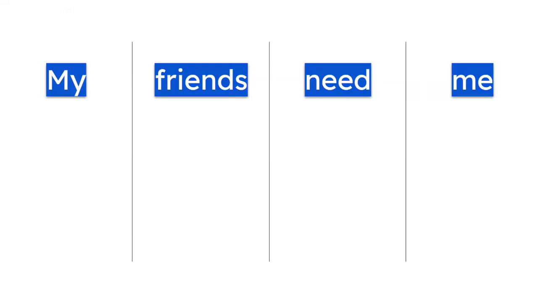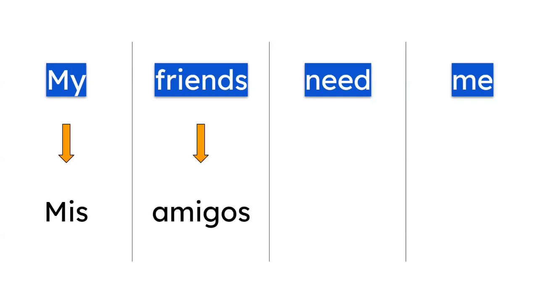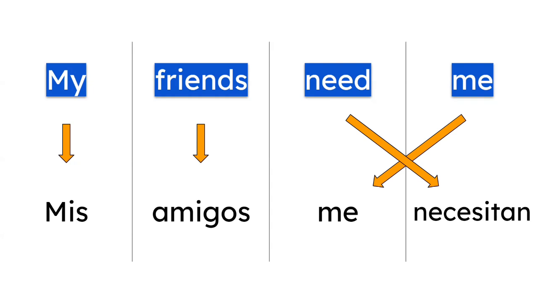Okay. "My" is a very basic word now, and this would be mi or mis. Why mis? Because the following word is in plural. That's right. Mis amigos. Me, and the verb necesitar, conjugated with they, ellos. Mis amigos me necesitan. That's right. I hope you did this right.